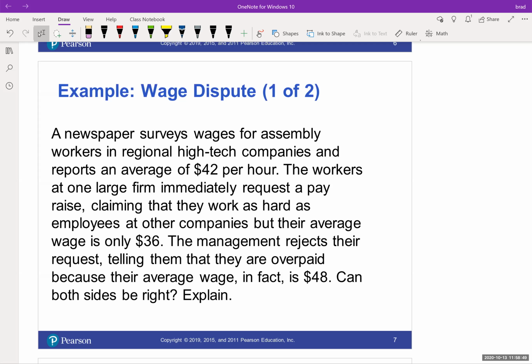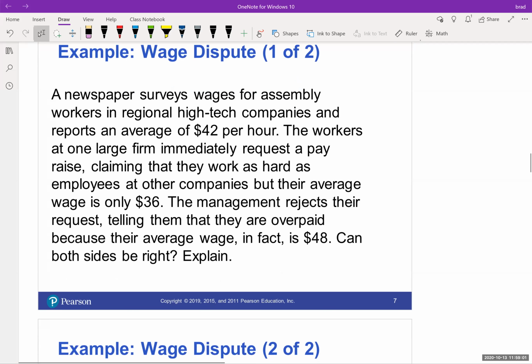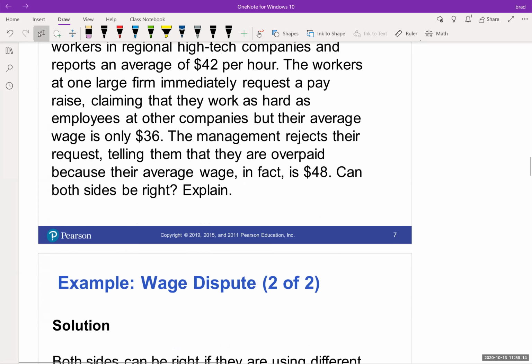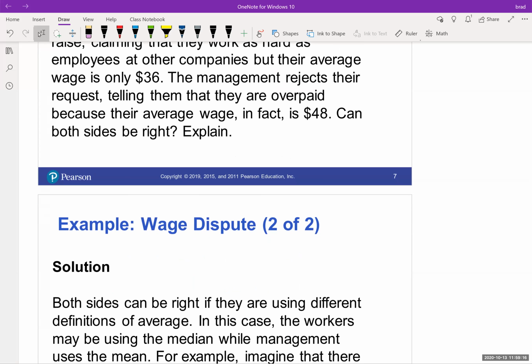Okay, so here's the thing. Management is saying, so let me see, workers in regional high-tech companies and reports an average of $42 per hour. Okay. Now, the workers at one large firm immediately request a pay raise, claiming that they work as hard as employees at other companies, but their average wage is only $36. The management rejects their request, telling them that they are overpaid because their average wage is in fact $48. So can both sides be right?